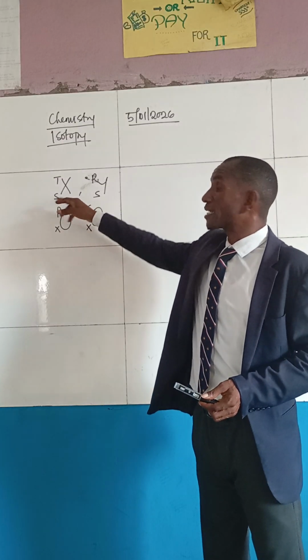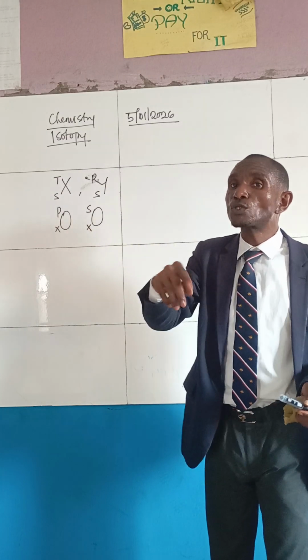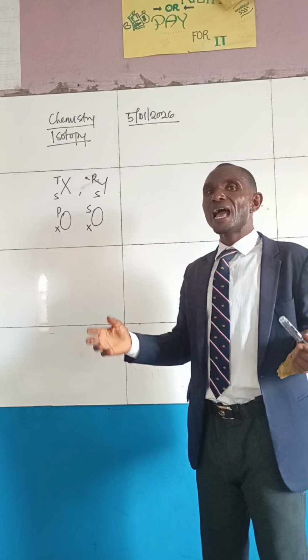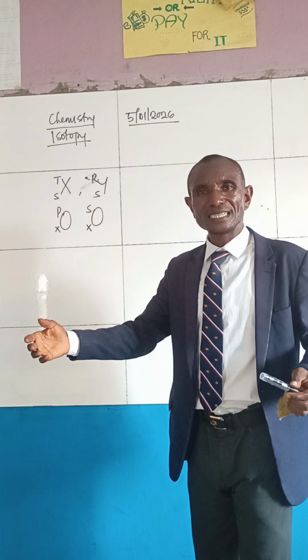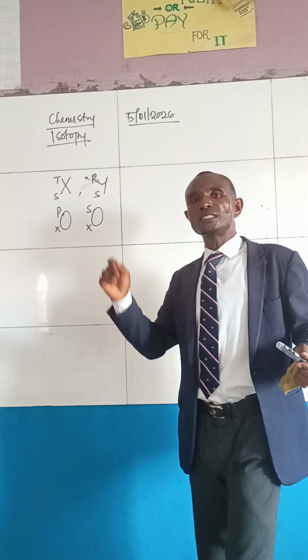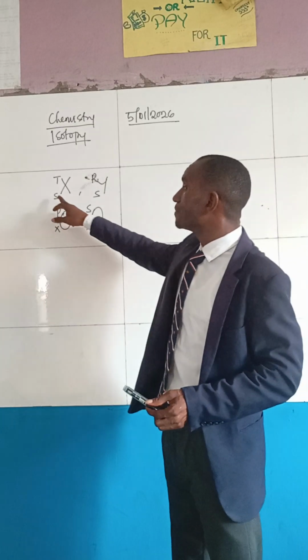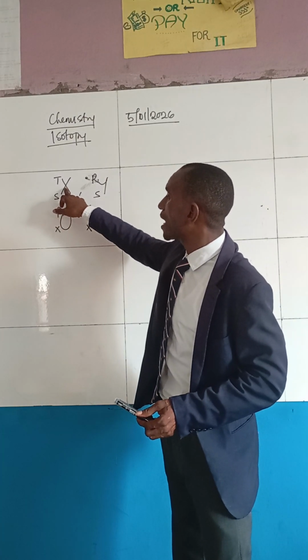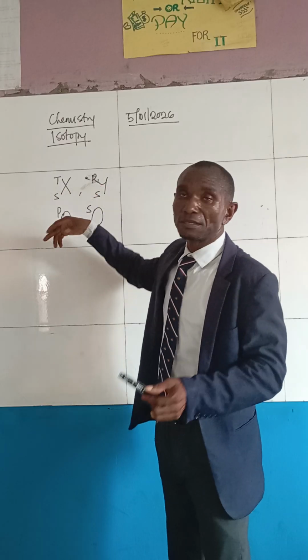Now look at this one. If you look at the definition, isotopes are atoms of the same element having the same atomic number but different mass numbers. So if you look at this one, atoms of the same element. Now look at this element and this element. They are not the same.